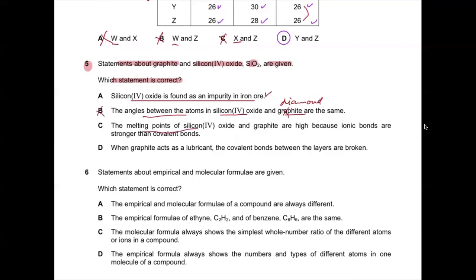B goes wrong. The melting points of silicon oxide and graphite are high because of ionic bonds? No, no ionic bonds. They both have covalent bonds. When graphite acts as a lubricant, the covalent bonds between the layers are broken? There are no covalent bonds between the layers. There are weak intermolecular forces, van der Waals forces, between the layers. So D goes wrong as well. Hence A is the correct answer.